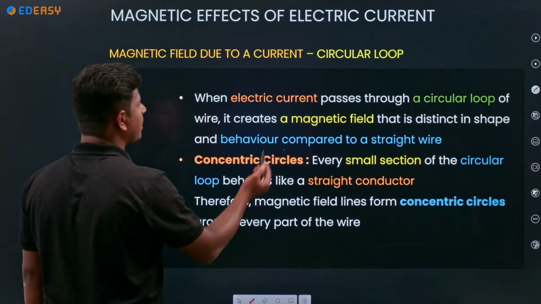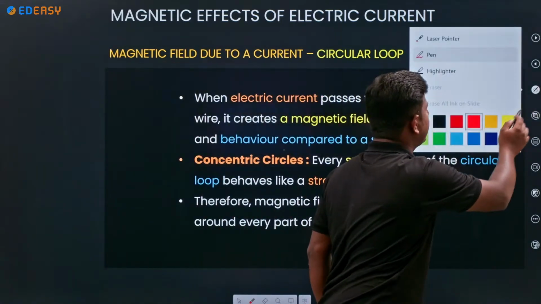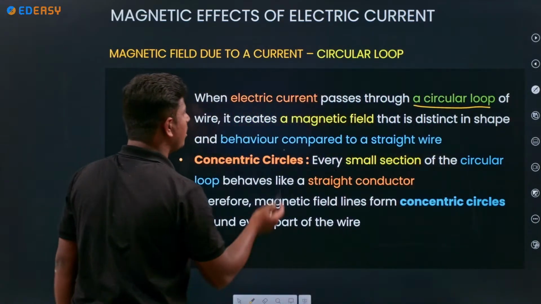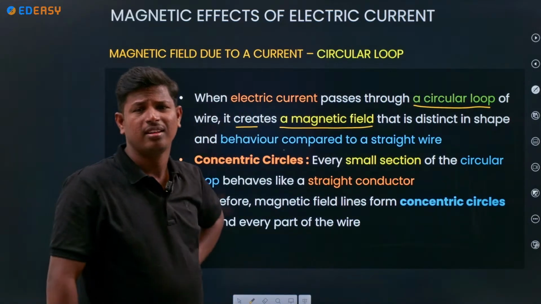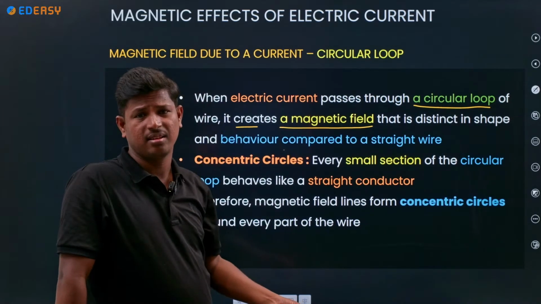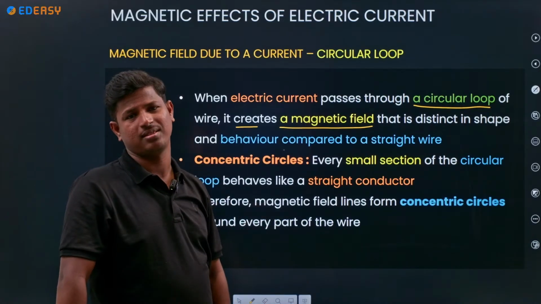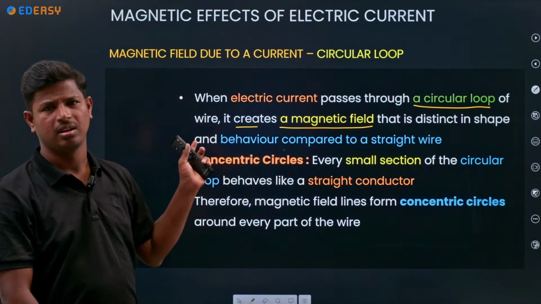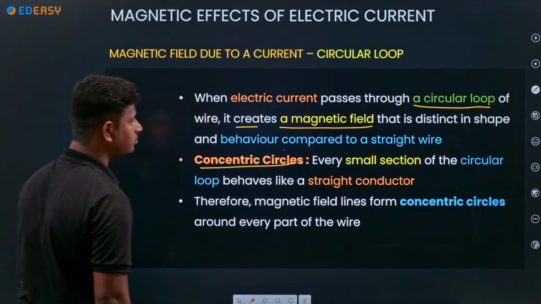See here, when electric current passes through a circular loop, it creates a magnetic field, that we know, right? Electricity passes, magnetic field produces. No electricity, no magnetic field. Okay. Next, see, concentric circles.